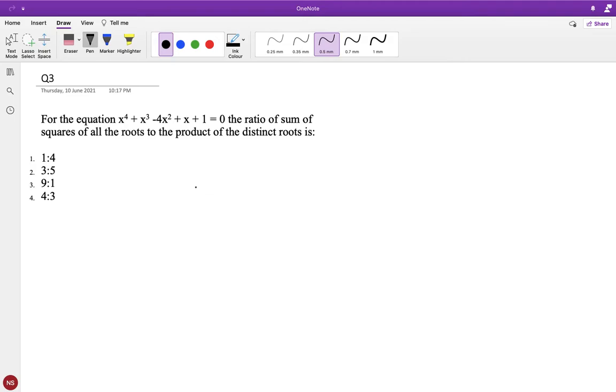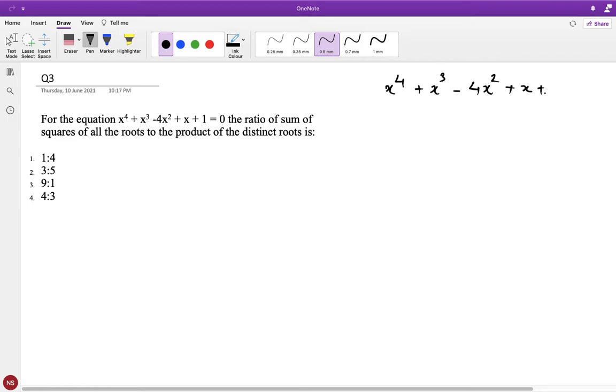For the equation x raised to the power 4 plus x cube minus 4x square plus x plus 1 is equal to 0, the ratio of the sum of squares of all the roots to the product of the distinct roots is what? So nothing to do in this problem except solving for the roots. There is no other way to solve this problem. Let us put x equal to 1. 1 plus 1 is 2, minus 4 plus 1 plus 1. So 4 minus 4 is 0. So x equal to 1 is a root.